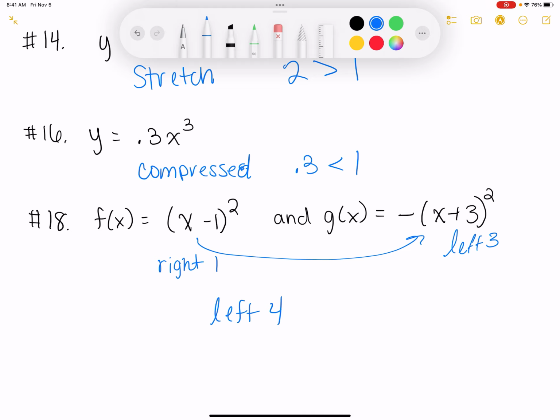And then what else is happening that's different between this one and this one? There's a negative in front of it. Meaning it's what? Reflected.